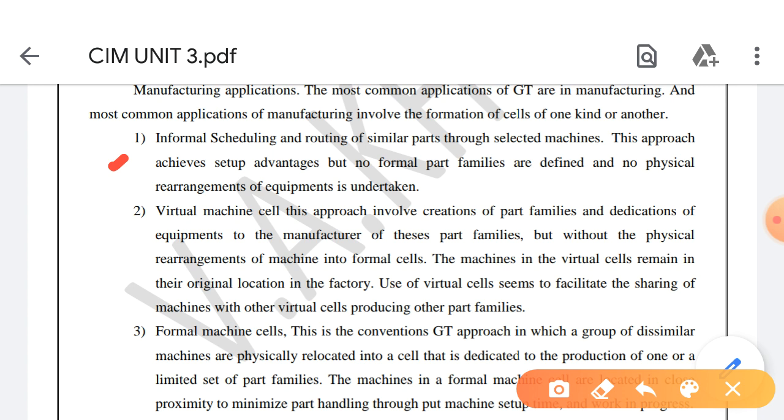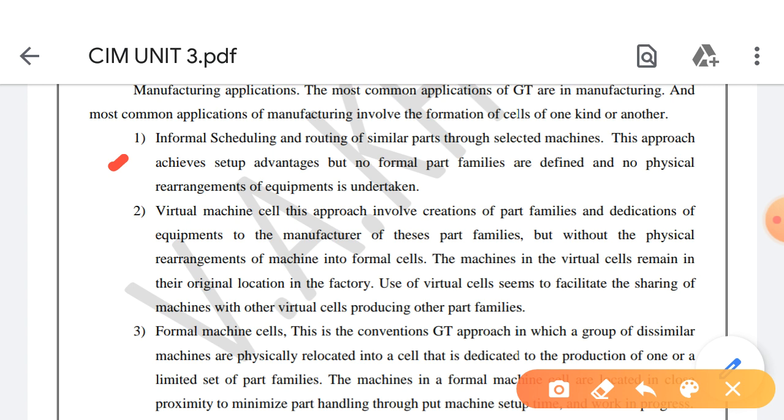You group similar components into separate groups. So each machine works for one single group of components. For example, one group is assigned to one or two machines, another group to another one or two machines, and so on. In this case there is no proper scheduling as planned, it is not working according to that. So where informal scheduling exists, you can adopt group technology.